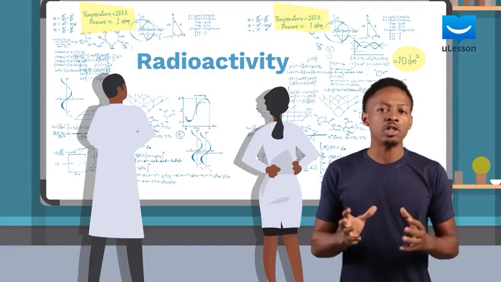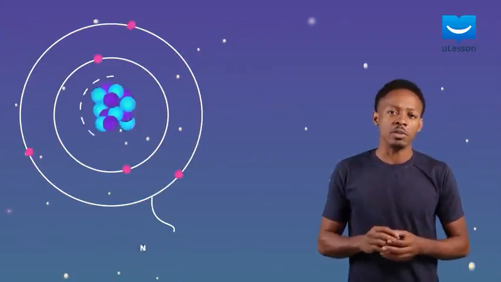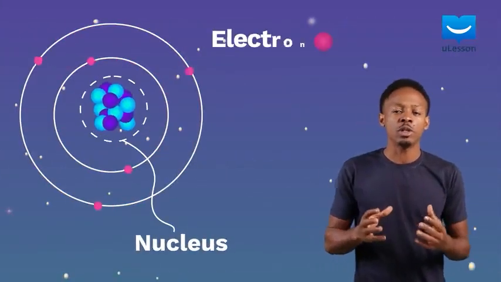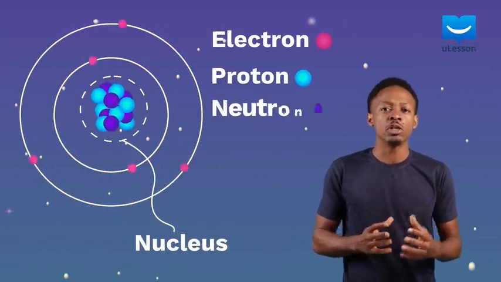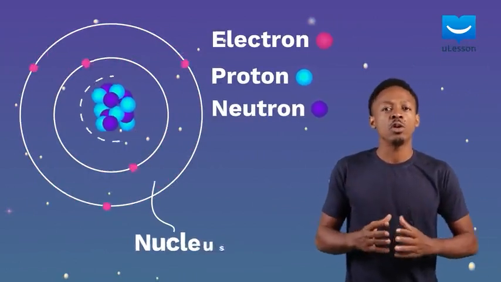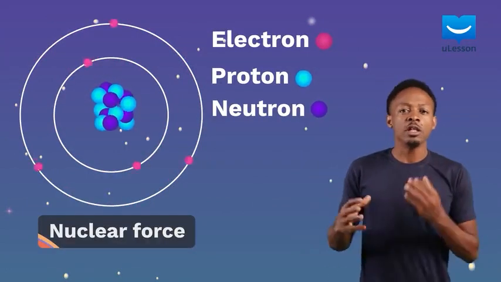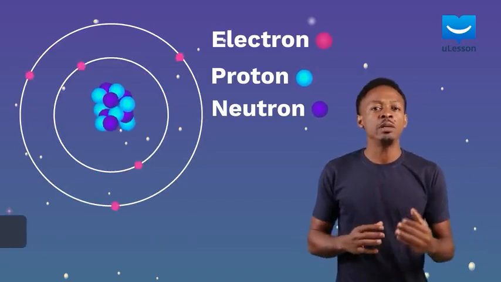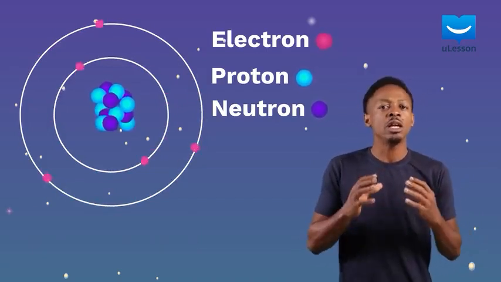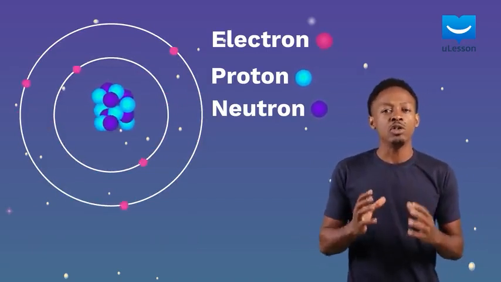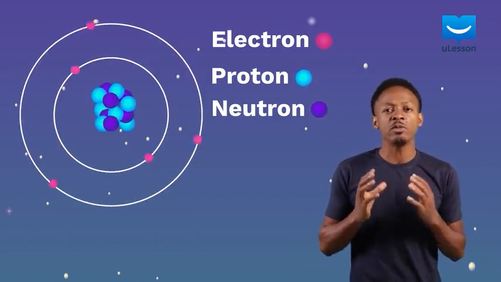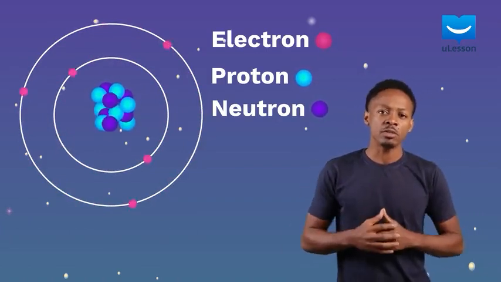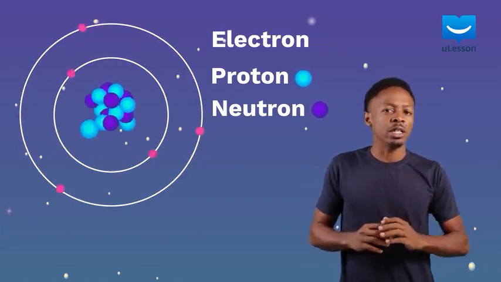The nucleus of an atom is located in the center of the atom and contains subatomic particles called protons and neutrons, which are held by a force called the nuclear force. This force is so strong that it keeps the protons and neutrons in an atom together in the nucleus and even prevents them from taking part in chemical reactions. But when there is an excess of protons or neutrons, the nucleus becomes very unstable.